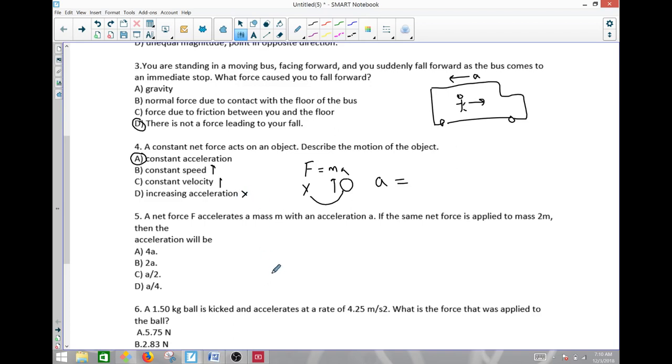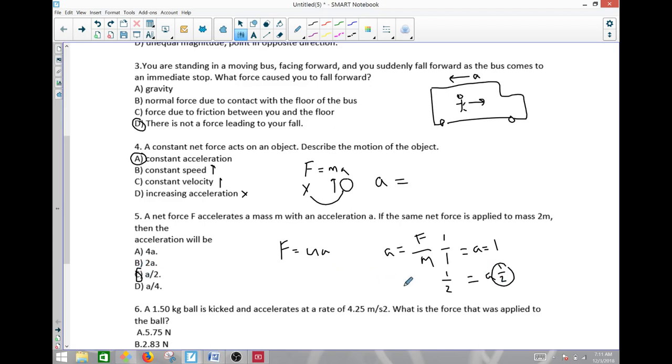A net force accelerates a mass with acceleration of a. If the net force applies to 2m, then what will the acceleration be? F equals ma, so we're solving for acceleration. Acceleration equals force divided by mass. Some students might like just to put numbers in here. So 1 and 1 would give me an acceleration of 1. If I double my mass, 1 over 2, then my acceleration is going to be 1/2. That is the answer, which is letter C.